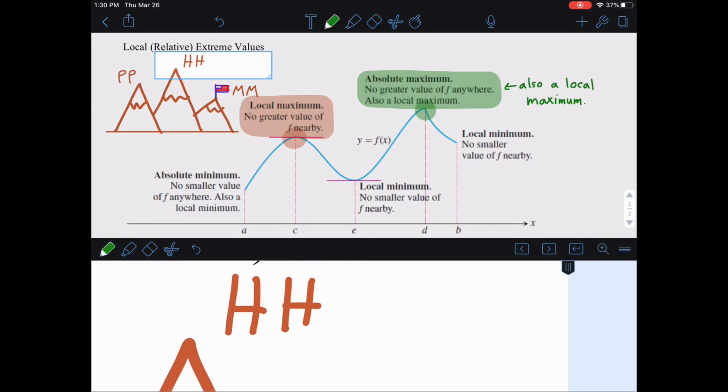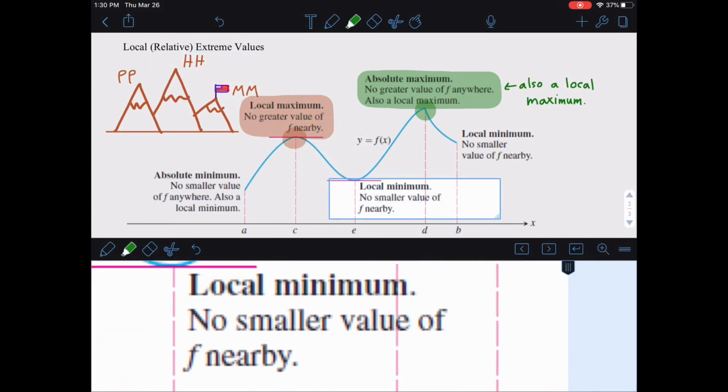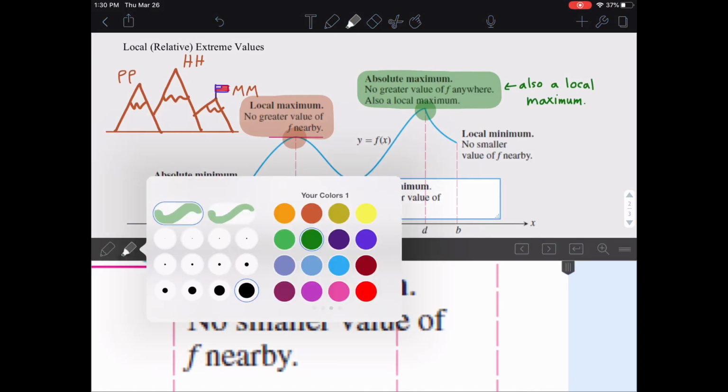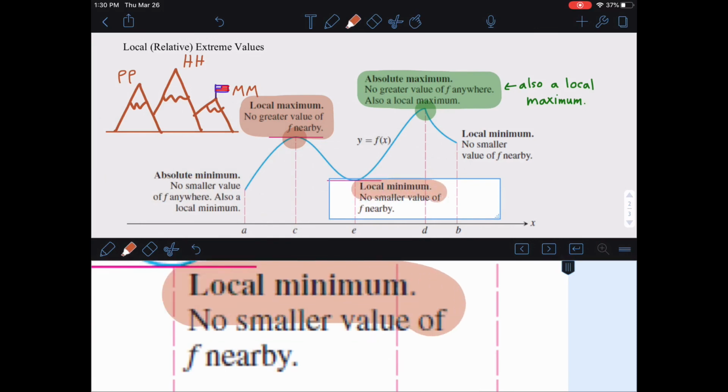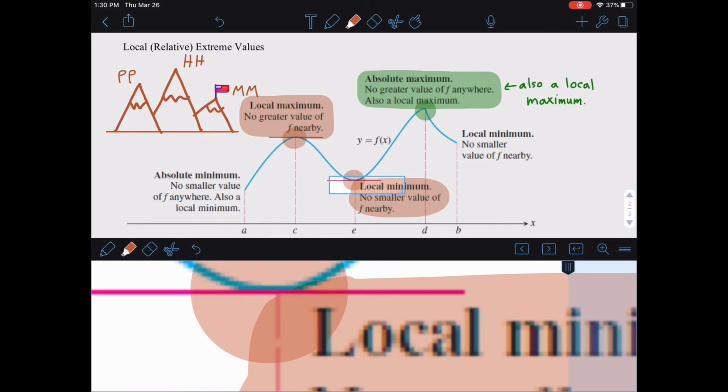Okay, we can also apply this to minimums as well. In the middle of the graph here, I kind of think about minimums as like valleys, peaks and valleys. So what's the lowest valley here? This is not the lowest valley here at x equals e, but it's still a valley. So that is a local minimum.